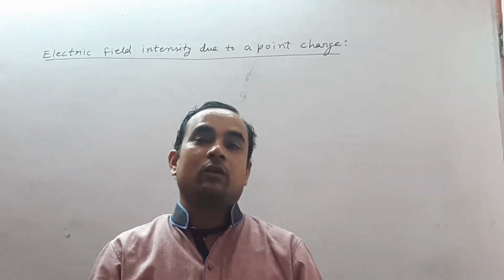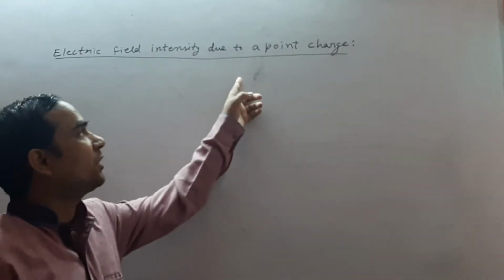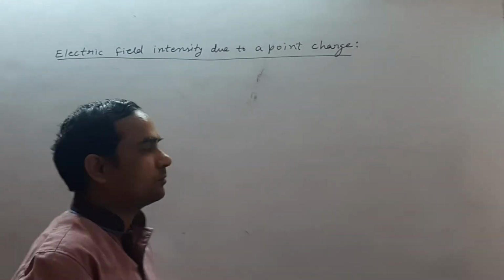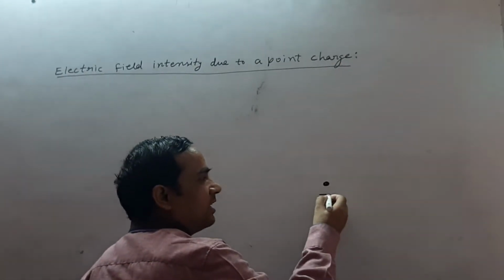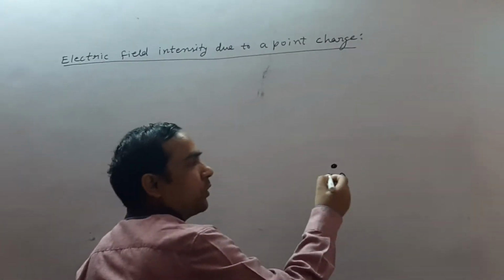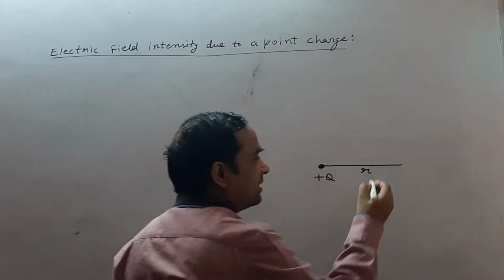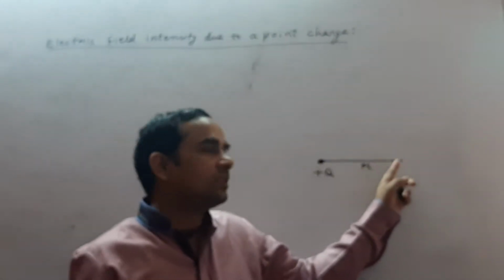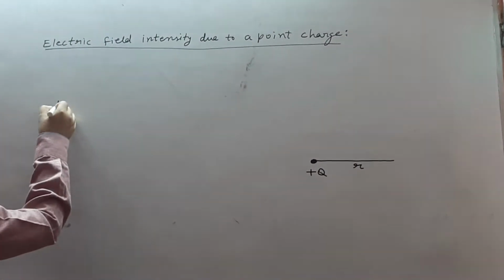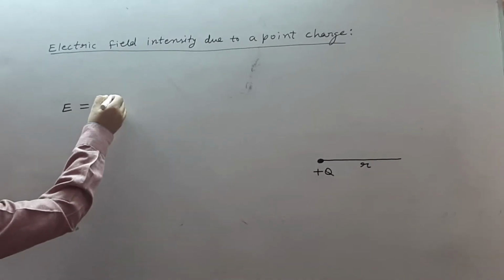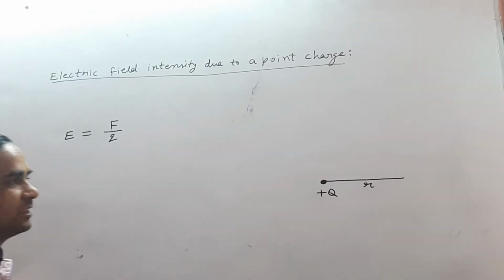Namaskar students. Today we are going to discuss electric field intensity due to a point charge. Let's suppose you are given a charge plus q due to which we have to derive electric field intensity at distance r. Right? According to definition, E equals F upon q, that is force per unit charge.